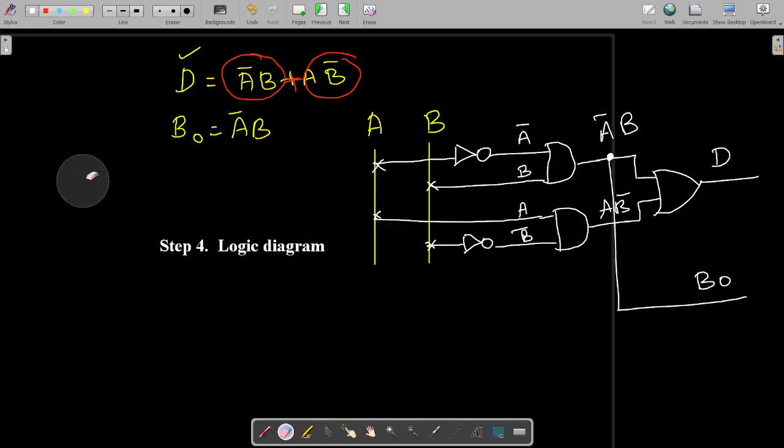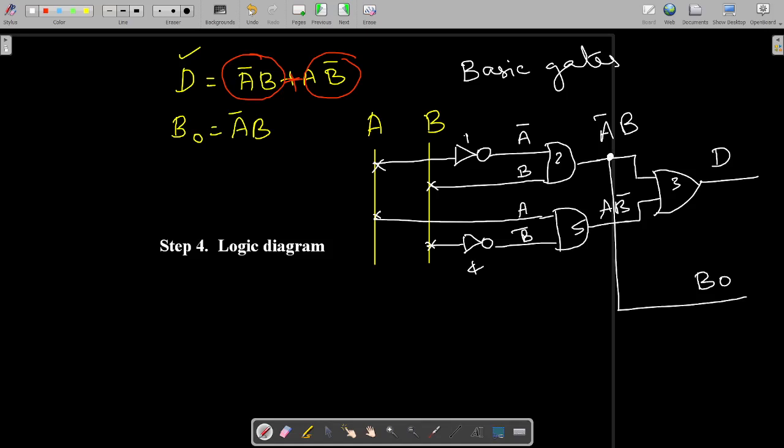So this is how you can draw the logic diagram for the half subtractor. But this is using basic gates only. So how many gates are here? We used 1, 2, 3, then 4 and 5. We need 5 gates.